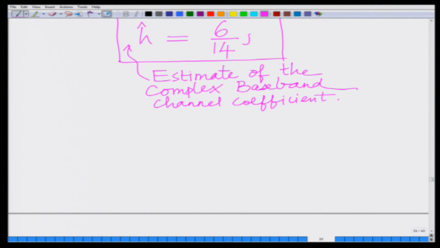All right. So, we have derived the expression for the estimate, or we have computed the estimate of the complex baseband channel coefficient, and h hat equals x bar Hermitian y bar divided by norm x bar square, which is equal to 6 j divided by 14. Therefore, the estimate is 6 divided by 14 times j.